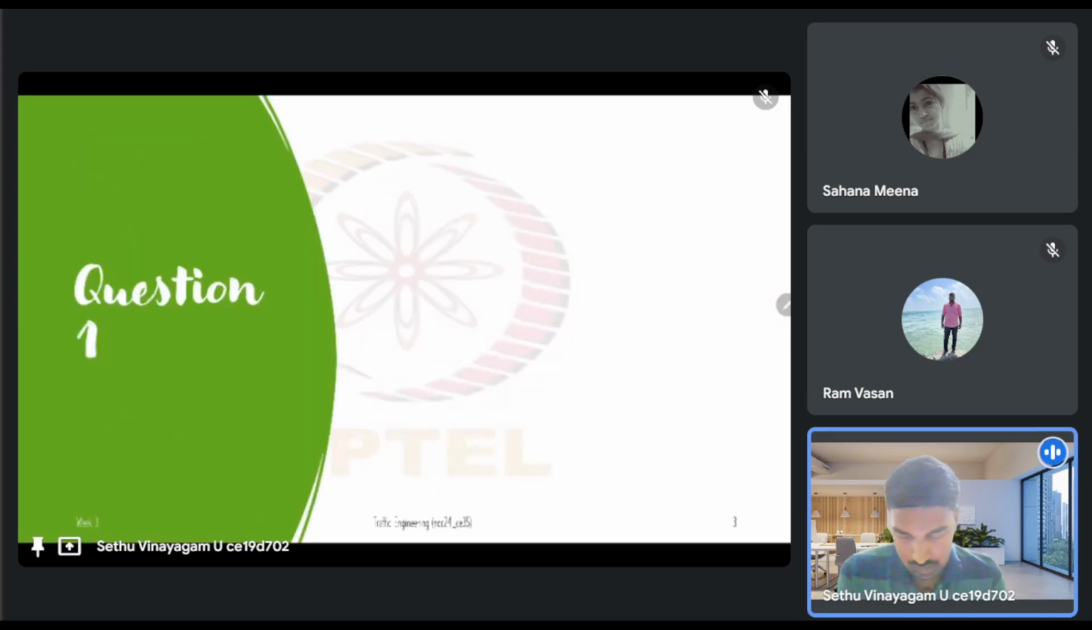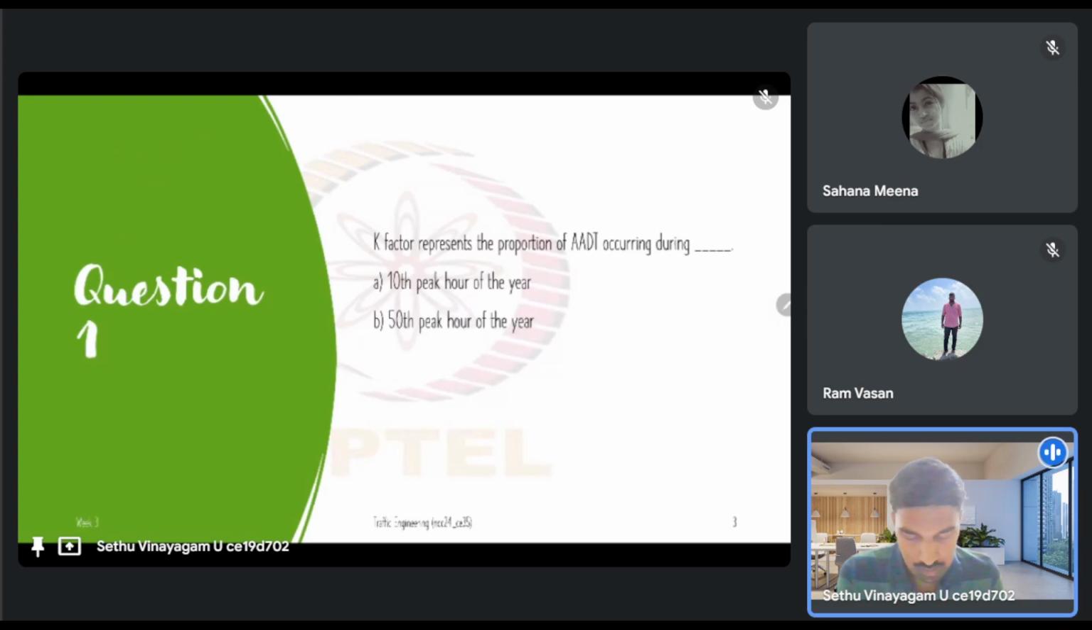Okay, so the first question is related to the concept from week 3, just as a quick revision. The K factor represents the proportion of AADT occurring during dash. The options are the 10th peak hour of the year, 50th peak hour of the year, 30th peak hour of the year, and 25th peak hour of the year.